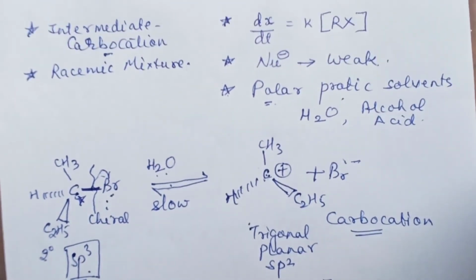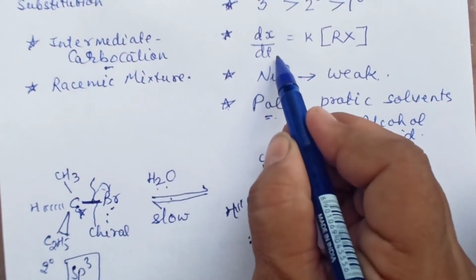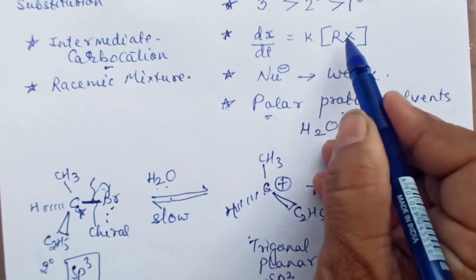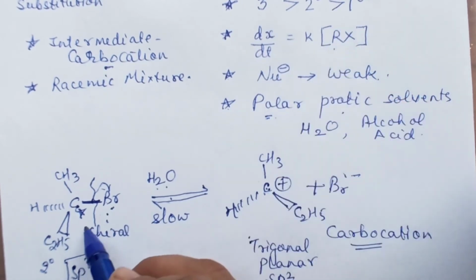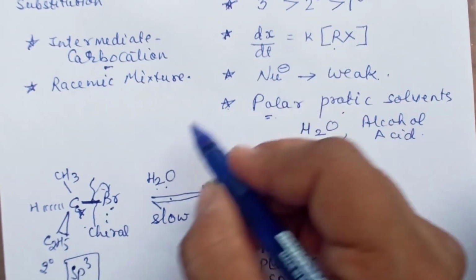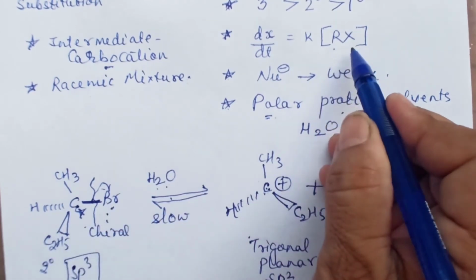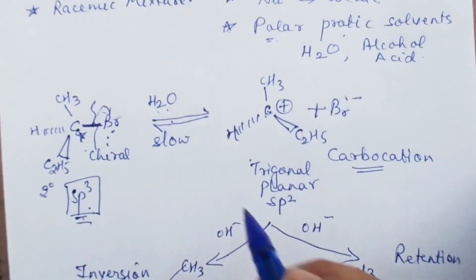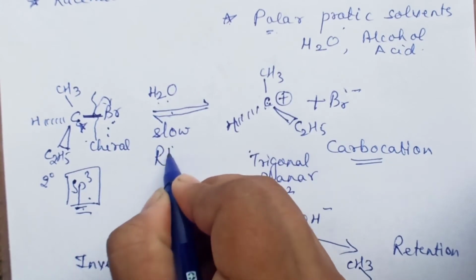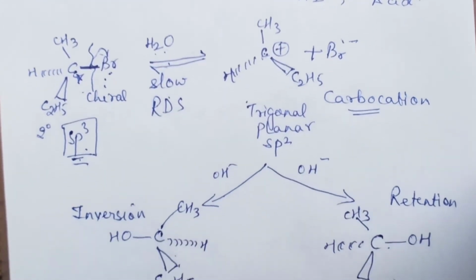That is why we wrote here dx by dt, that is, rate is equal to the concentration of alkyl halide. Which alkyl halide? This alkyl halide which we have considered. So rate is only dependent on this. That is why we say it is SN1. This is the rate determining step, RDS. The first step is the rate determining step.